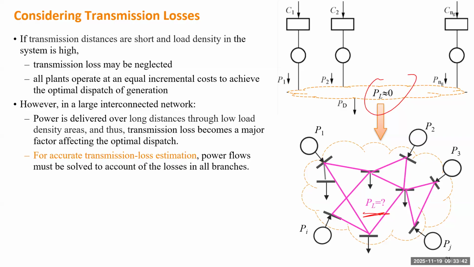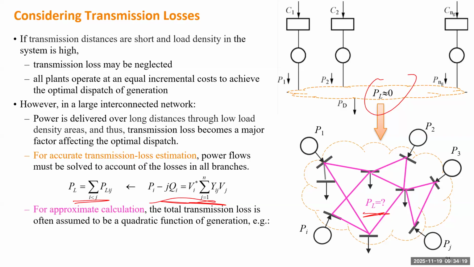If we want to know the accurate transmission loss, the only way is to solve power flow, which is the same as what we did in section 6. In the power flow problem, when you solve power flow, you calculate the transmission loss of each line and add all the losses together. That will give you the total loss. Then you add that loss to your formulation to do the economic dispatch. Which means you have to go through this power flow problem and then count the total loss.